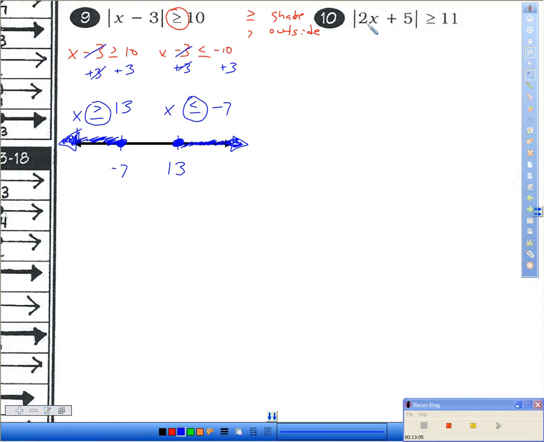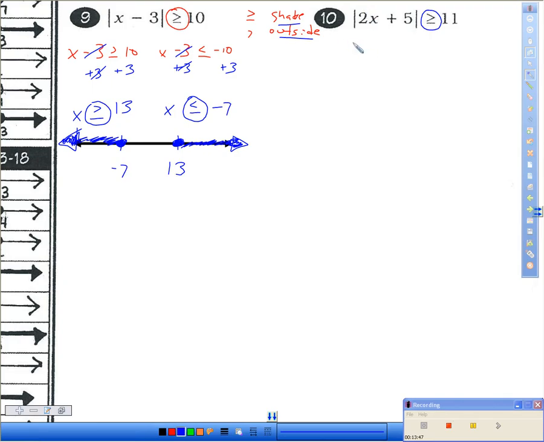On number 10 we need to do the same thing. We have greater than or equal to, so again, just like on the last one, we know we're going to shade outside. If we see less than or equal to, then we're going to shade between our 2 solutions. That's only after the inequality has been solved for, or after the expression inside the absolute value bars has been isolated. So if there is a negative 3 out here, then we would need to get that by itself first, get the expression inside the absolute value bars by itself first before we determine if we're going to shade outside or shade between.